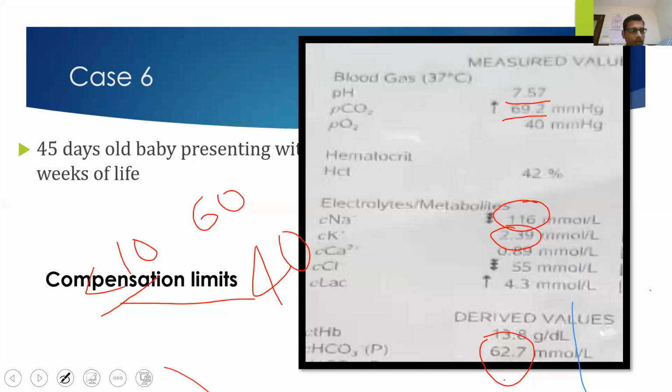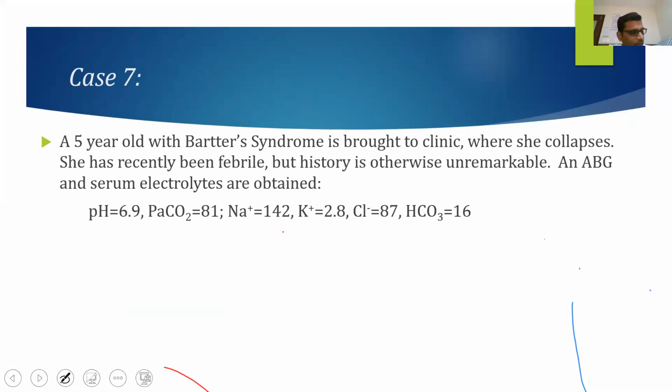So it's the last example, Gayatri. This is the last example. I'll take 2 minutes. It's a Bartter syndrome. This is a slightly difficult one. Bartter syndrome. This is one of the difficult ABGs you can get. Any answers, Dr. Gayatri?